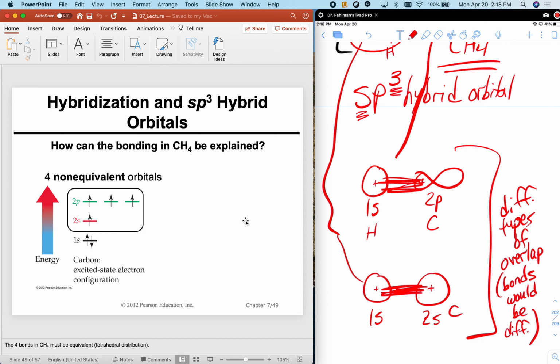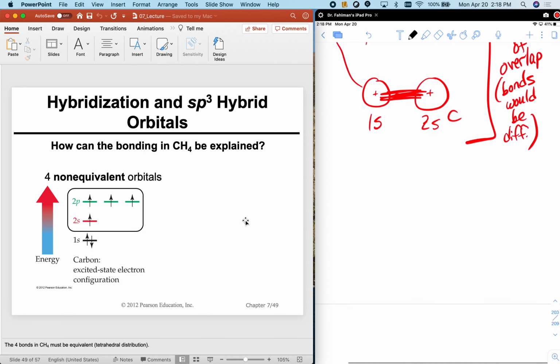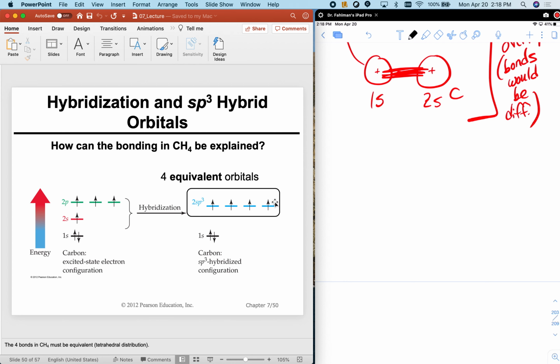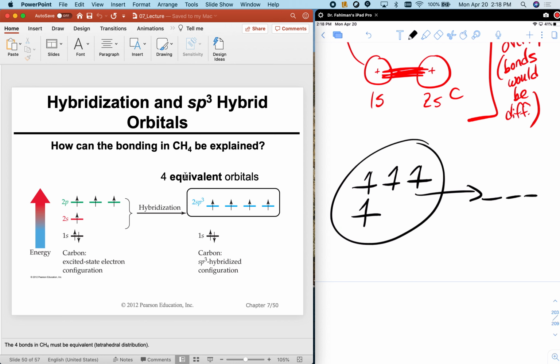Okay, so your bonds would be different in that scenario. As I said before, you're going to mix together an s with 3 p's, and what happens is you form these hybrid orbitals. You move from this scenario where you've got 4 things that can overlap, and if you mix them all together, now you've got 4 orbitals with the same energy.